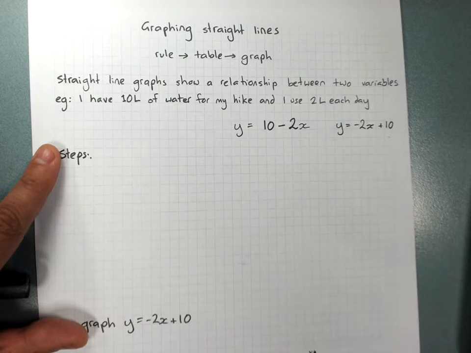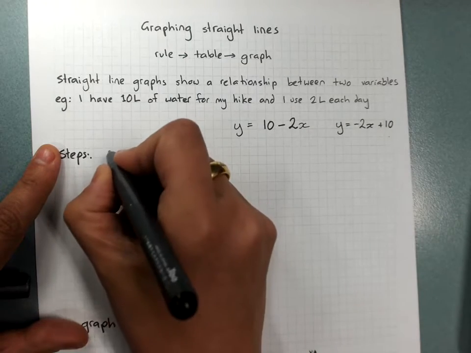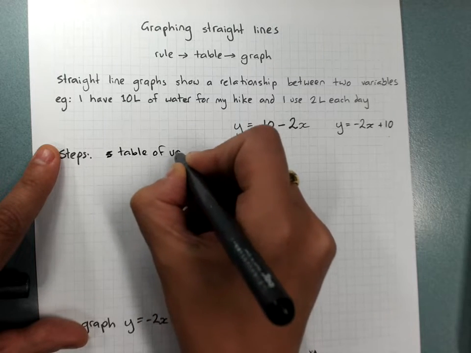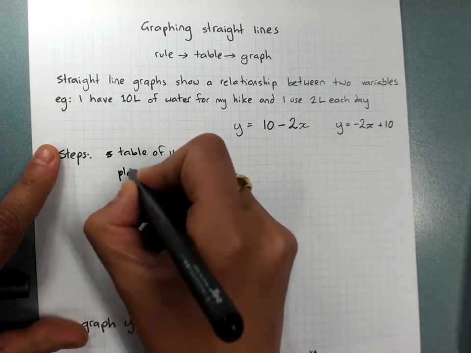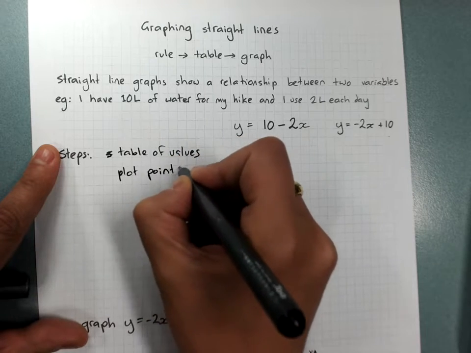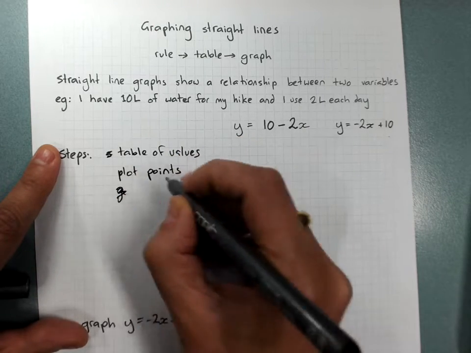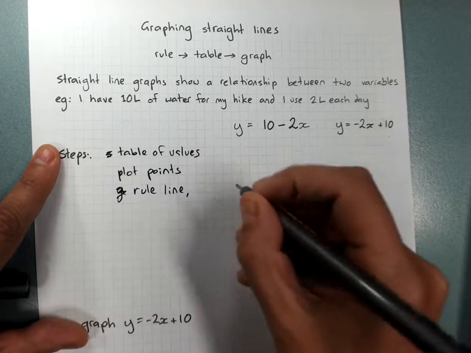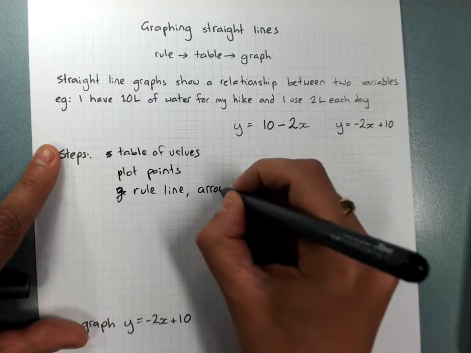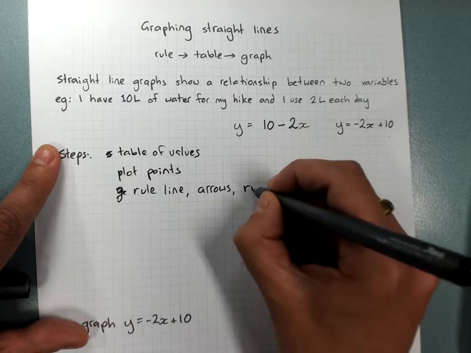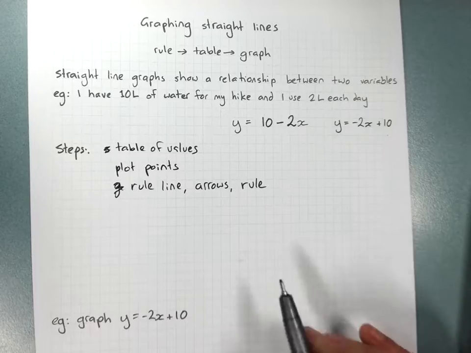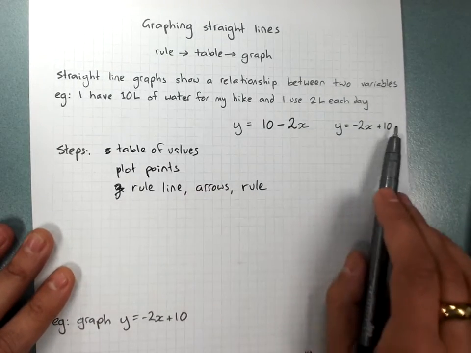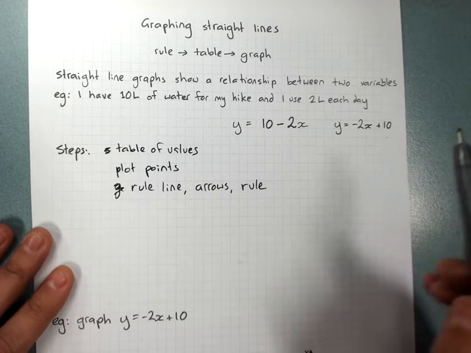When we're asked to graph a line, our steps are that we make a table of values, we plot the points, we graph them, and then we rule a line through the points, arrows at either end, label our line with the rule, and you can see from my example, this 10 is my starting point.